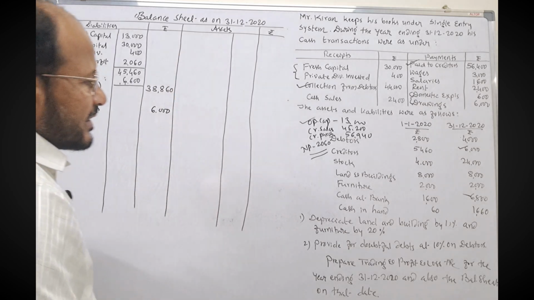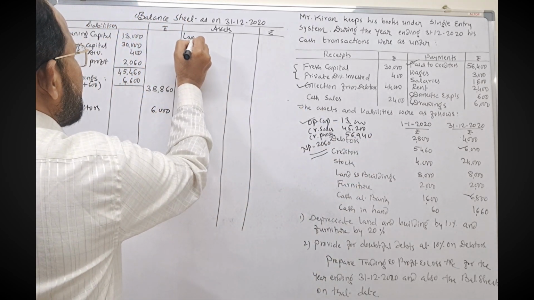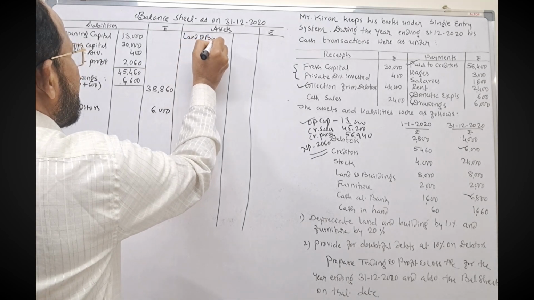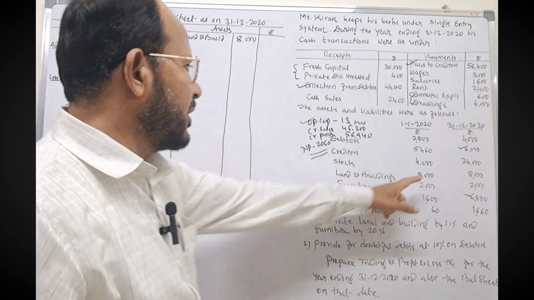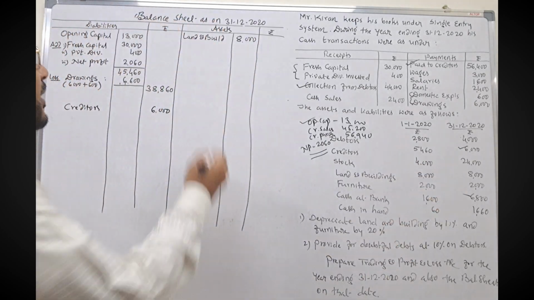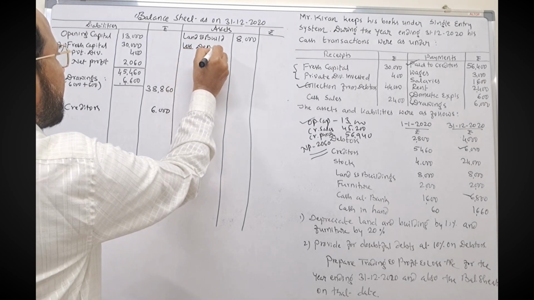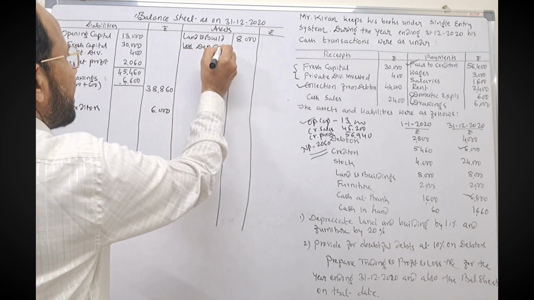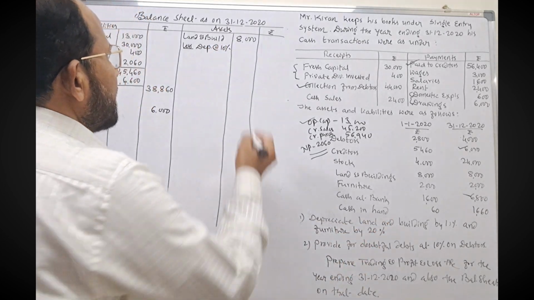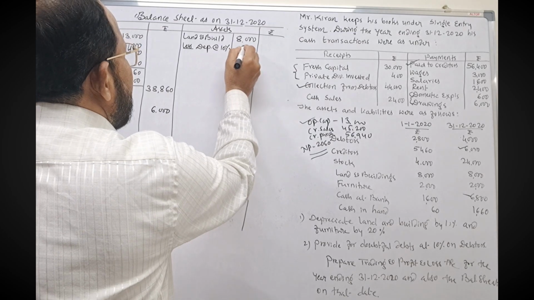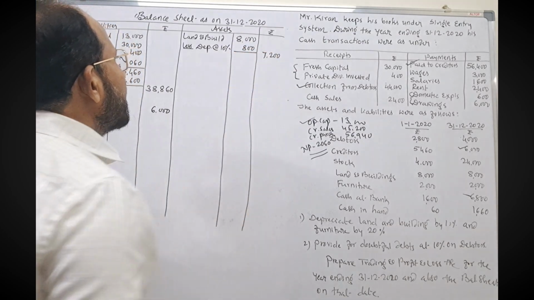Next come to the asset side. On the asset side, first I show land and building. Closing value of land and building, rupees 8,000. From this, we have to deduct depreciation. Already we calculated it at the time of preparing trading and profit and loss account. 10% depreciation comes to 800. Then 7,200 show to the outer column.